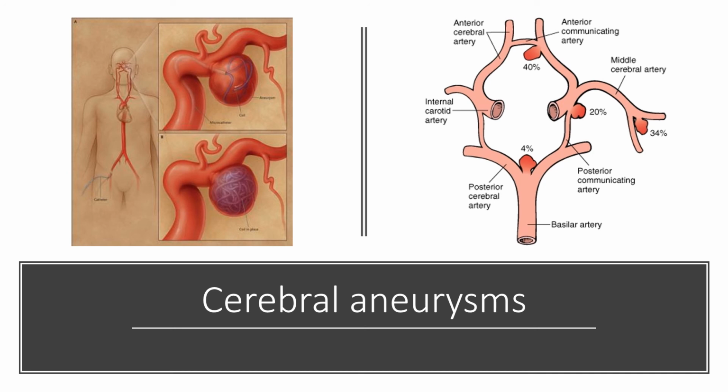The basic abnormality in these vessels at these points is the congenital deficiency of the tunica media, especially of the elastic tissue in the arterial wall. And these aneurysms are usually berry-shaped, hence they are commonly termed berry aneurysms. As you have seen earlier, a rupture of these congenital berry aneurysms can lead to a subarachnoid hemorrhage.